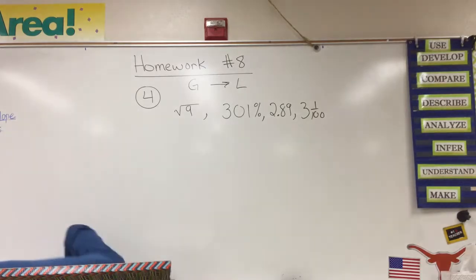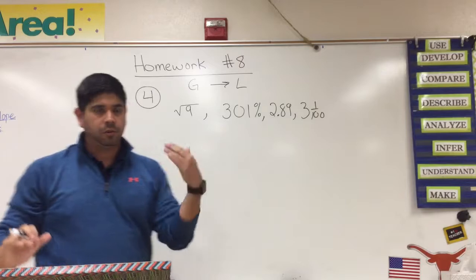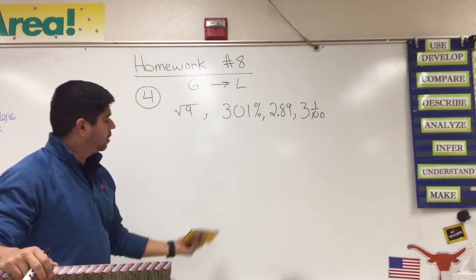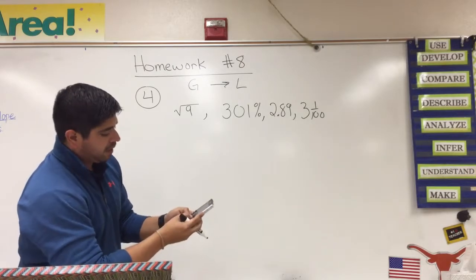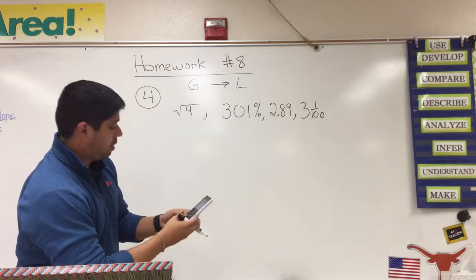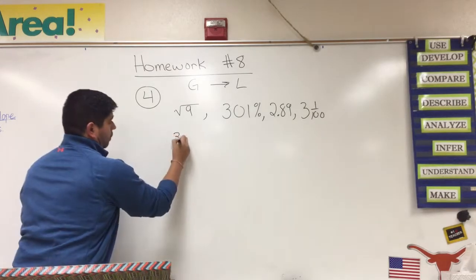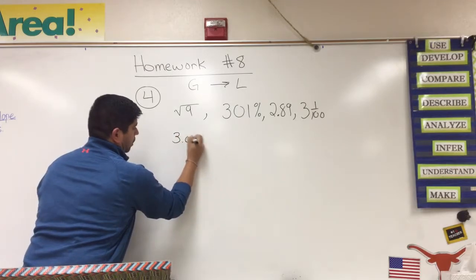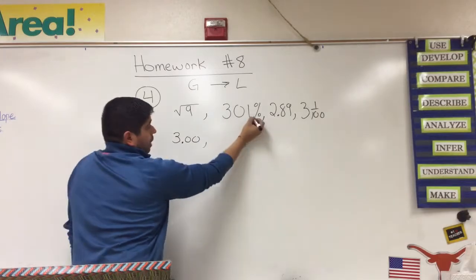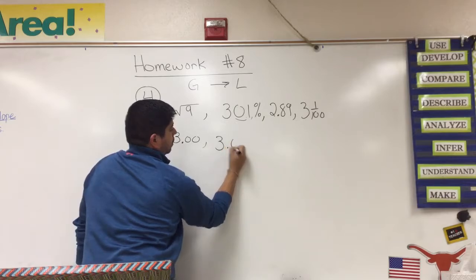So what I need to do is make these all the same. I need to make them all into decimals, make them all look the same. That way it's easier for me to put them in order. So square root of 9, you're going to put that in your calculator. It's the control button, and then you have the x squared, which is right next to the 4. So control x squared, 9, put that in. It's 3 if you didn't know. Okay, so this is 3. Okay, I'm going to put 3.00. This is the same thing. 301%. Remember, I just move it over 2 times. Okay, it's going to be 3.01.